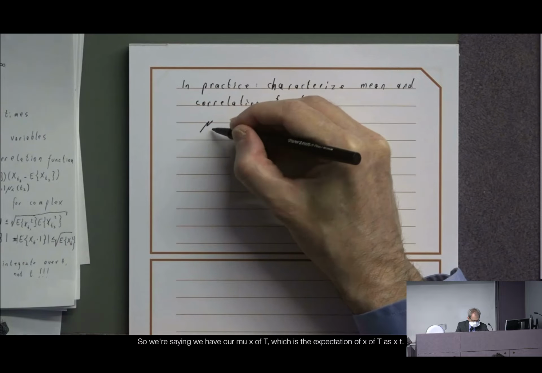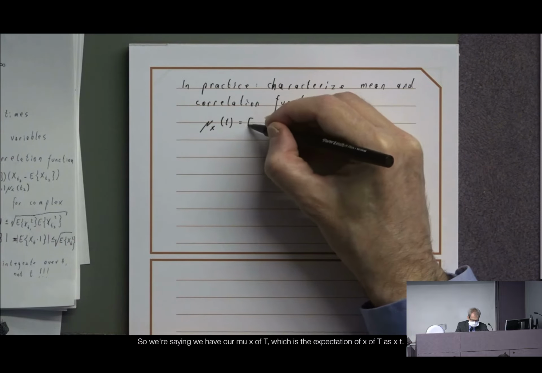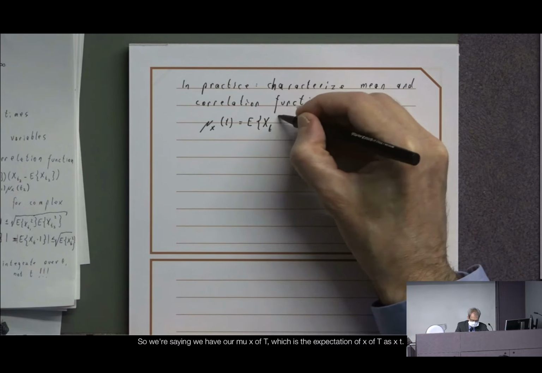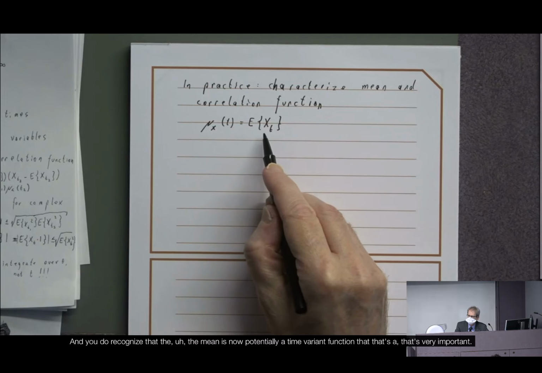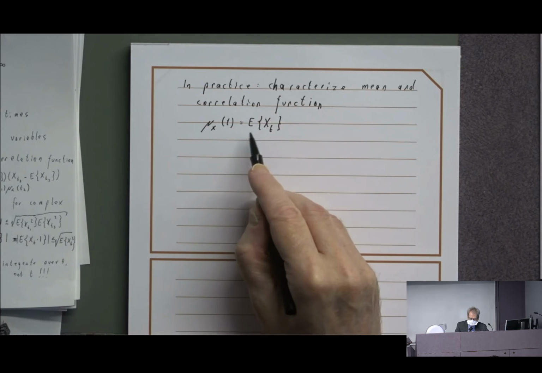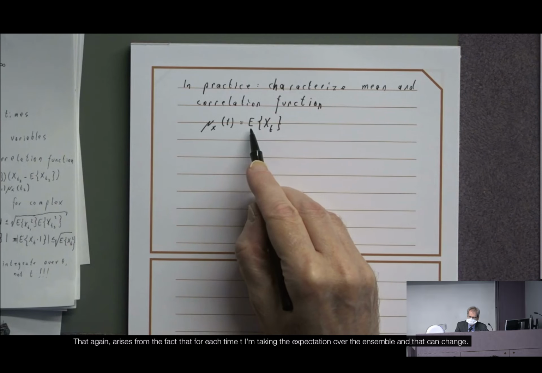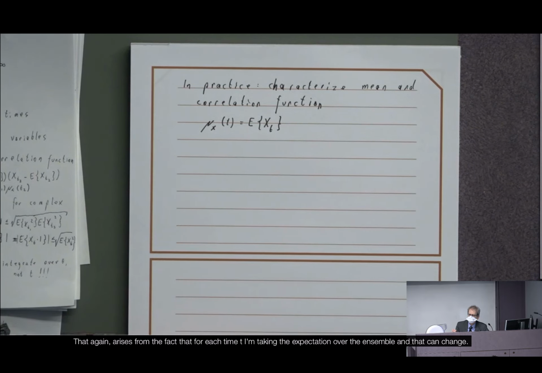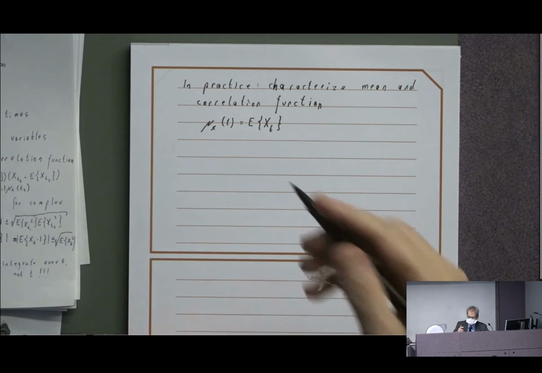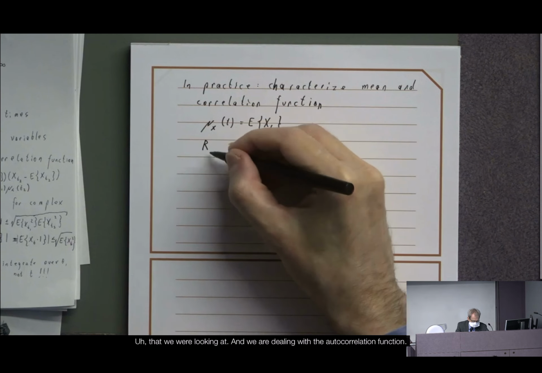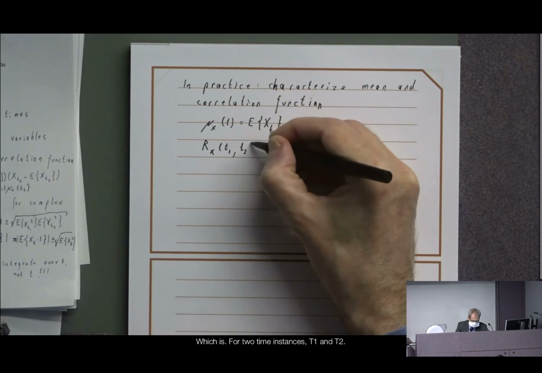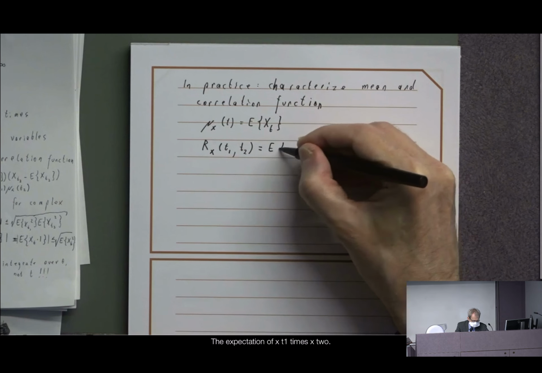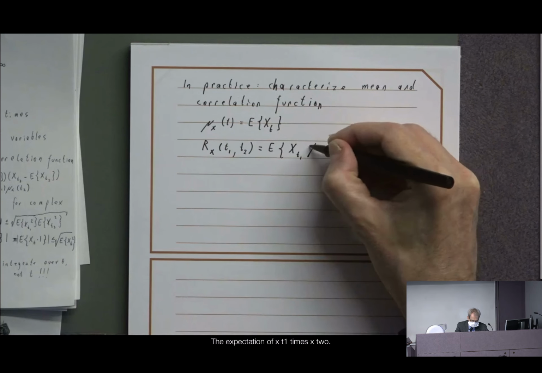So we have our mu_x(t), which is the expectation of x(t). And you do recognize that the mean is now potentially a time variant function. That's very important. That arises from the fact that for each time t, I'm taking the expectation over the ensemble, and that can change. We were talking last time about having a sinusoid with some noise superimposed on it. Then the mean is exactly that sinusoid. And we are dealing with the correlation function, which is, for two time instances t1 and t2, the expectation of x(t1) times x(t2).